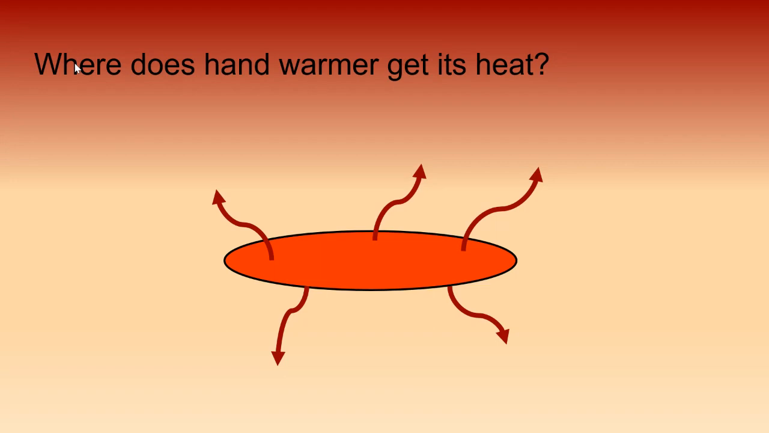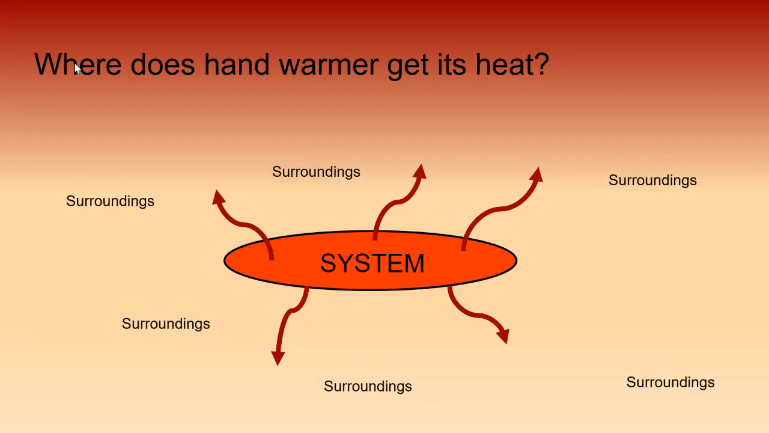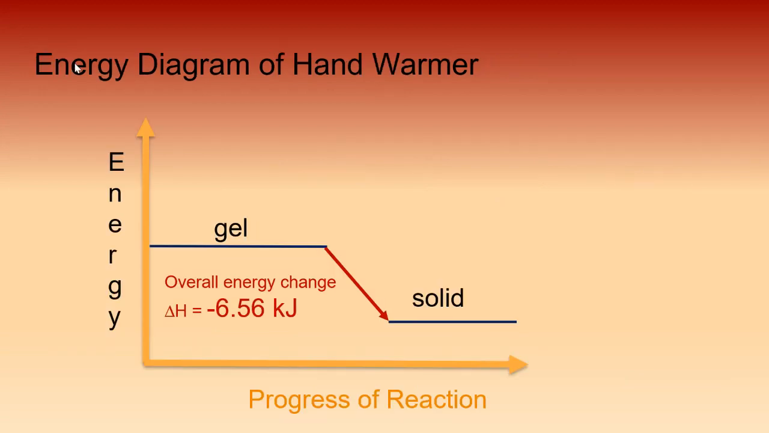And hopefully you realize there's a reaction going on, and that reaction is releasing heat. So what we say is the reaction, the chemicals, are the system, and then the heat gets released to the surroundings, all the area around, and that's how you can warm your hands. Your hands would be the surroundings getting warmer because of that system, the chemicals going through that reaction.